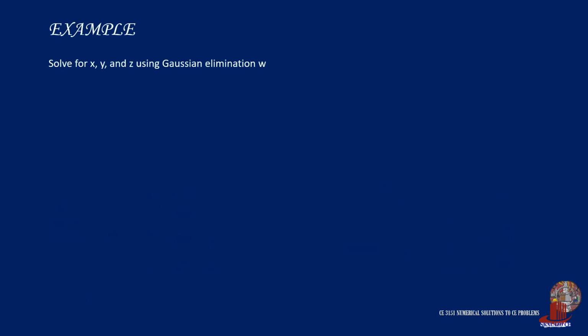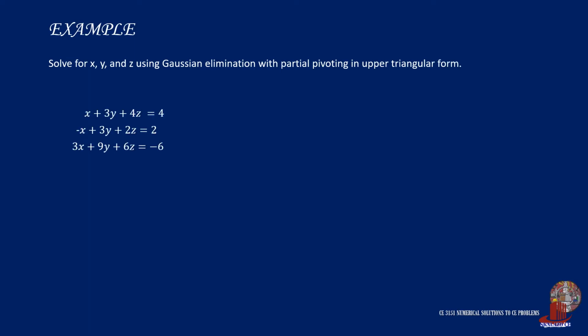Here is an example to show how partial pivoting works. Say we got a system of equations, x plus 3y plus 4z is equal to 4, the second being negative x plus 3y plus 2z is equal to 2, and lastly, 3x plus 9y plus 6z is equal to negative 6, and we are to look for the variables.